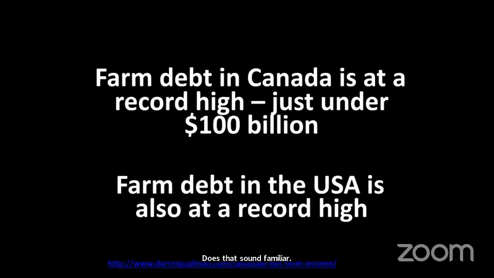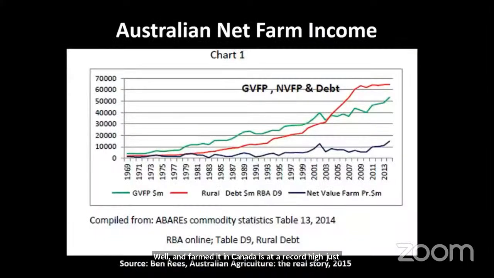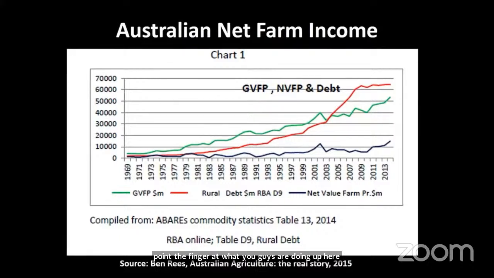Does that sound familiar? Well, farm debt in Canada is at a record high, just under $100 billion, and farm debt in the USA is also at a record high. And we down under in Australia, we can't point the finger at what you guys are doing up here, because we have exactly the same trend happening in Australia. So that figure there, the green line is our revenue, or the gross value of farm production, and the red line is debt. So debt is overtaking our farm production.